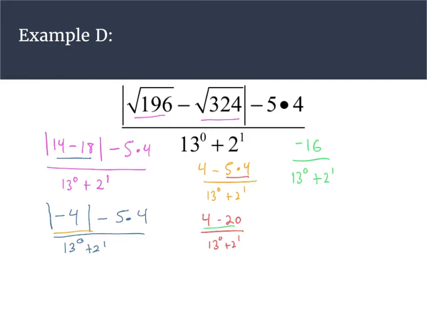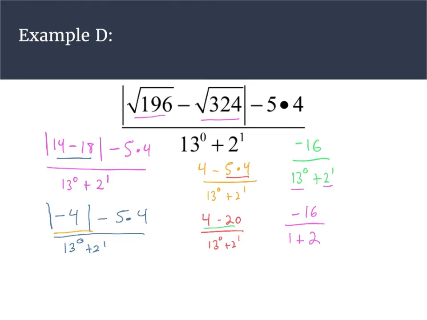I've got two exponents there. I've got 13 to the 0 power and 2 to the first, so those are those special rules about exponents that I have to remember. So anything to the 0 power I remember is 1, so I'm going to have negative 16 over 1, and anything to the first power is itself. So 2 to the first power is going to be 2, so I'm going to be adding 2. So now I've got 1 plus 2, which is going to end up giving me 3. So I'm going to end up with negative 16 over 3.